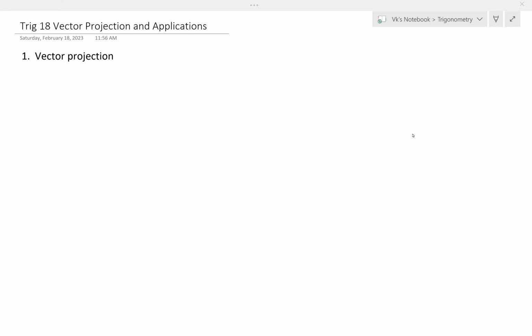Today we explore lesson 18, vector projection and applications. Number 1, vector projection. Let's say we have a vector A, this one, and we want to project it onto a vector B.